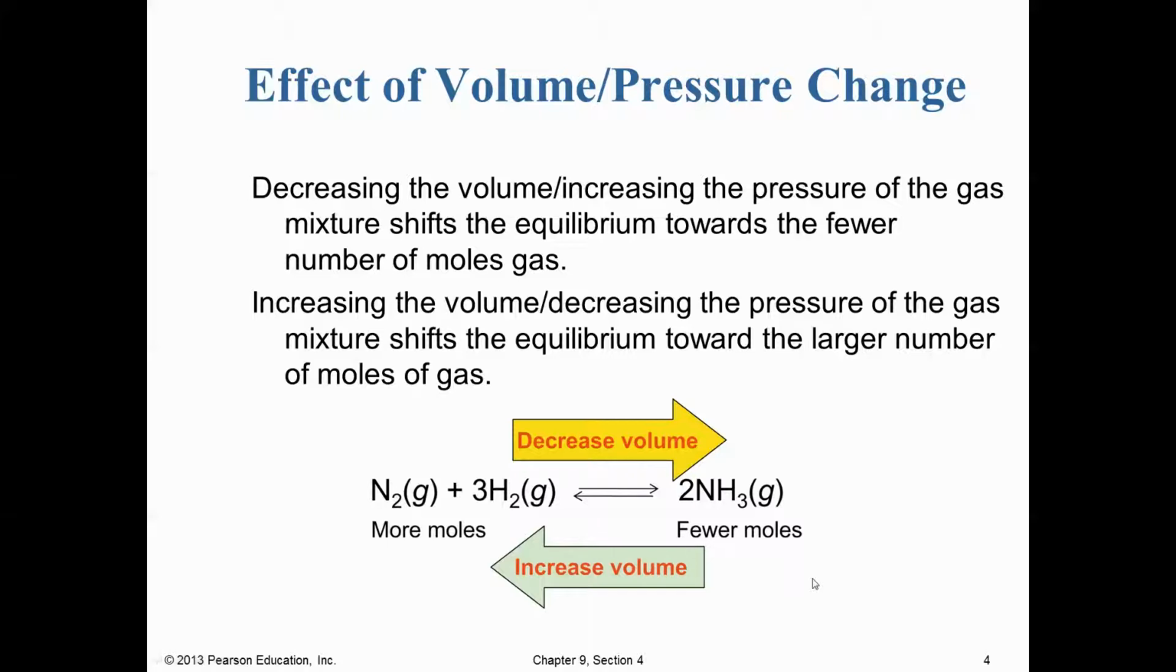Now if we do the opposite, let's say that we increase our volume and or decrease our pressure, we're sort of expanding and giving our reaction more volume to occupy, it's going to shift towards the side with more moles of gas. So it's going to expand to occupy this extra volume that we've given it.